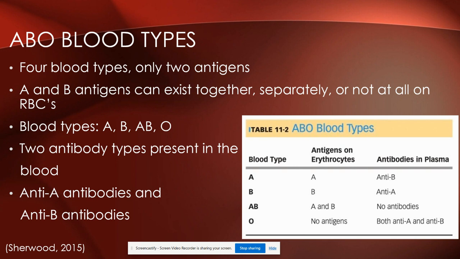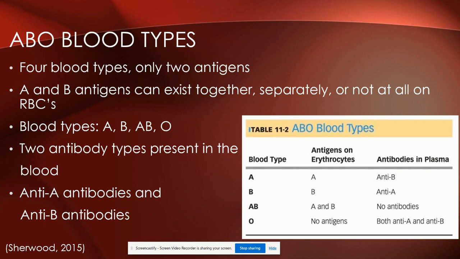For example, type A blood has A antigens, that's why it's type A blood, but it's going to have anti-B antibodies. It doesn't want type B blood at all. It's going to attack those B antigens. And vice versa. Type B blood has B antigens with anti-A antibodies. It does not want those A antigens coming into its body. AB blood, however, has both antigens, so it actually has no antibodies. And type O has neither A nor B antigen, so it has both anti-A and anti-B antibodies.